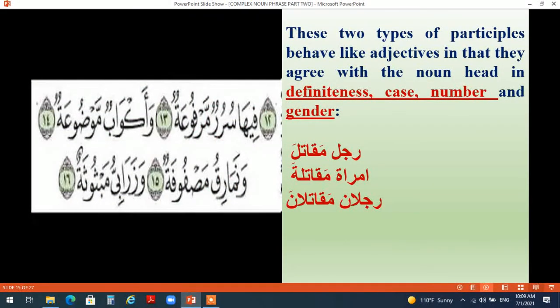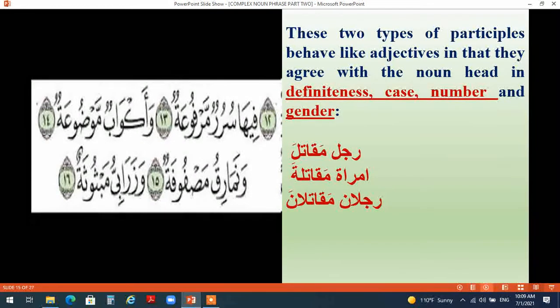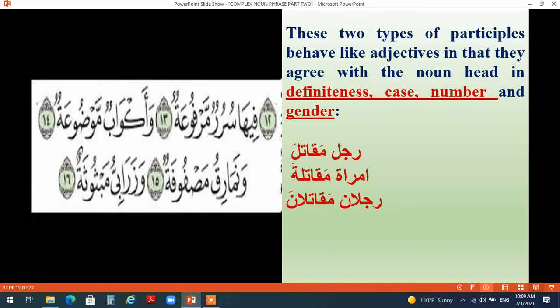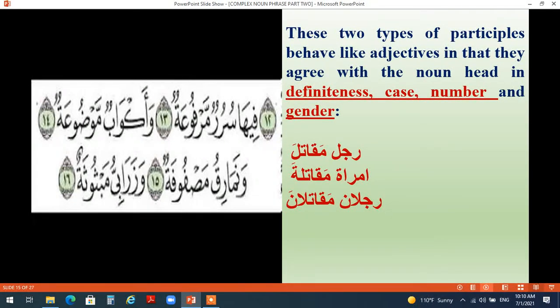As you can see here in this holy verse في هذه الآية القرآنية الكريمة استخدام اسم المفعول بكثرة لوصف اسم يأتي قبلها. فيها سرر مرفوعة وأكواب موضوعة ونمارق مصفوفة وزرابي مبثوثة. نلاحظ هنا استخدام 4 أسماء من أسماء المفاعيل، هي مرفوعة، موضوعة، مصفوفة، ومبثوثة، كلها جاءت كي تصف أسماء جاءت قبلها وهي سرر، أكواب، نمارق، زرابي. إذن استخدمت as post modifiers.